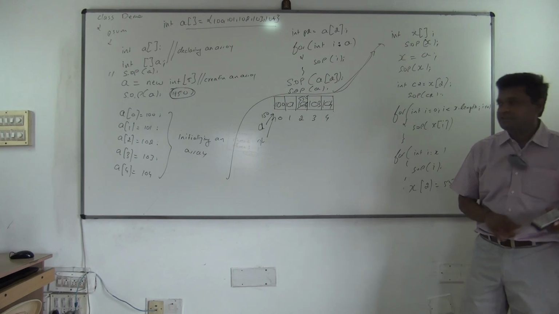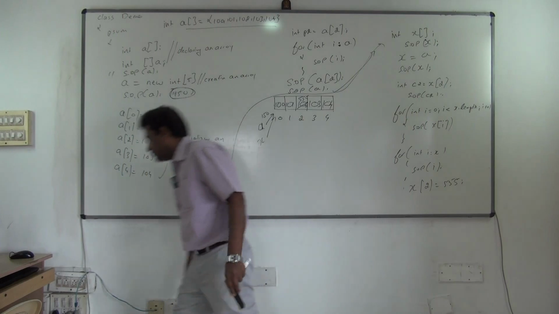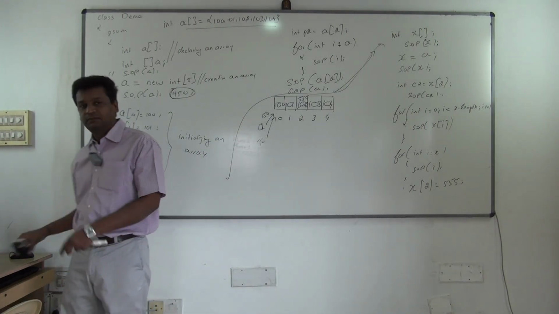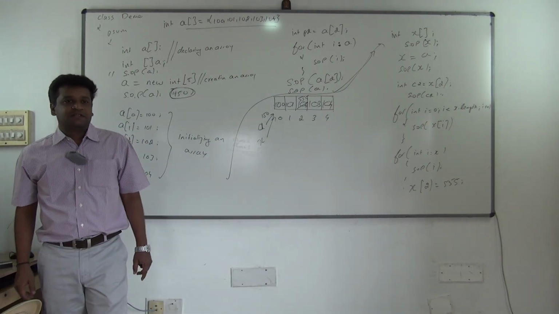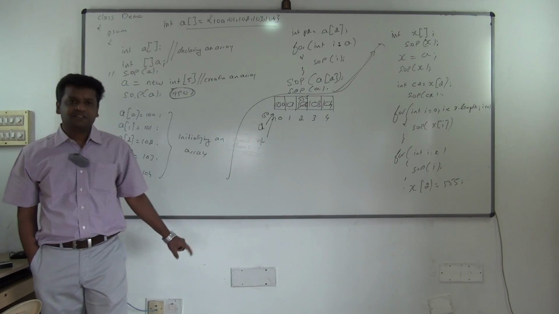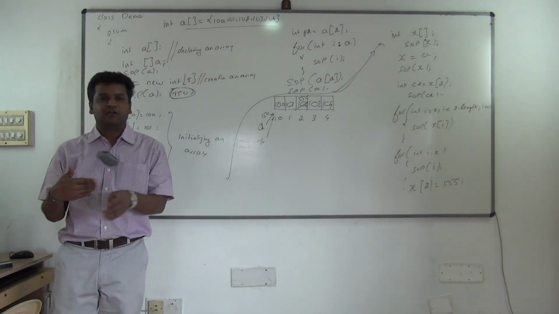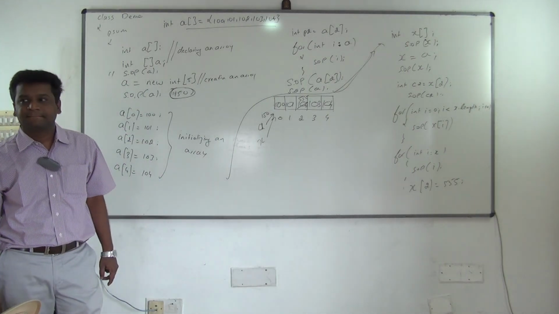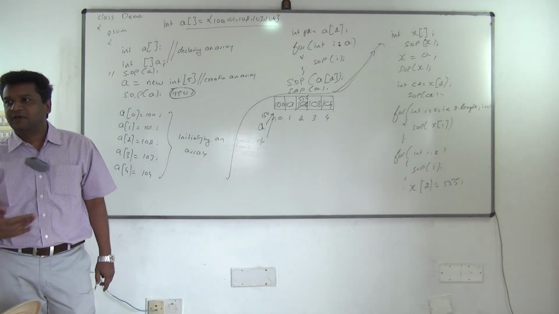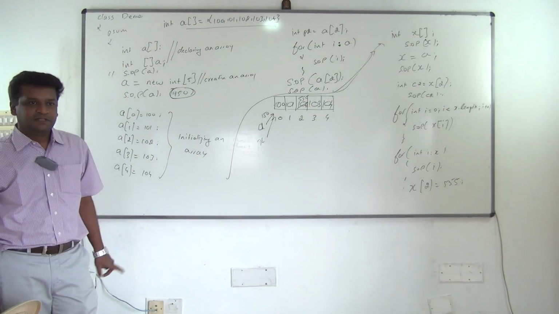Understood? We'll see this program. Yes or no? We'll see this. So first I'll cover this, then I'll show you arguments and parameters. Shall I clear all this now?